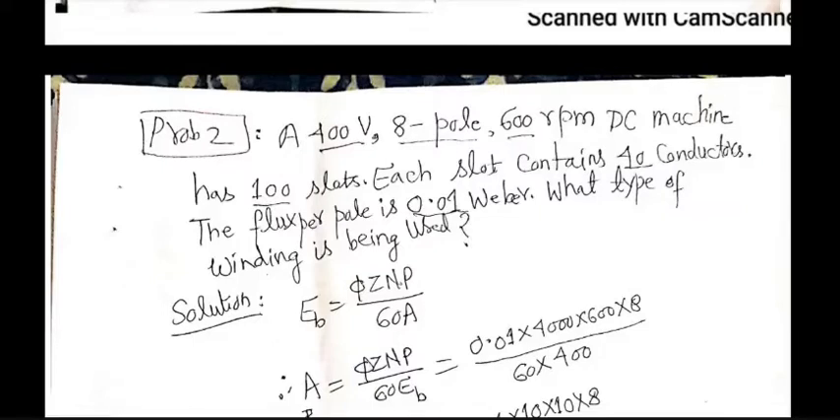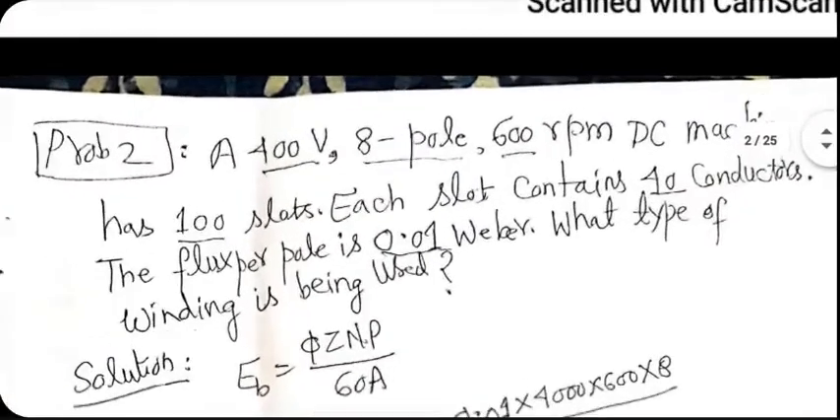Okay, good question. So your objective is to figure out capital A. If it is 2, then it's a wave wound machine. If it is 8, then it's a lap wound machine. EB is 400 volt, N is 600, P is 8, Z is actually, sorry, Z is 4000, not 400. Z is 4000. Yes. Okay.